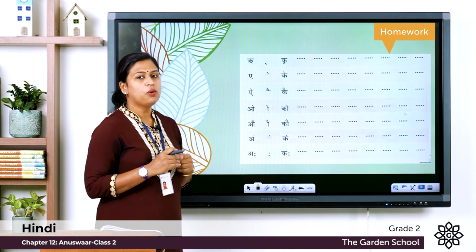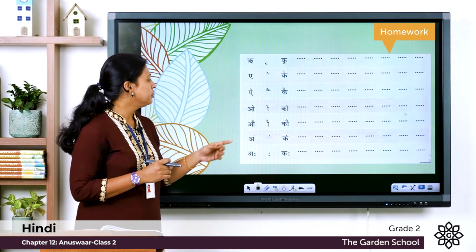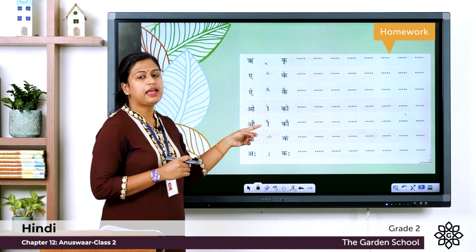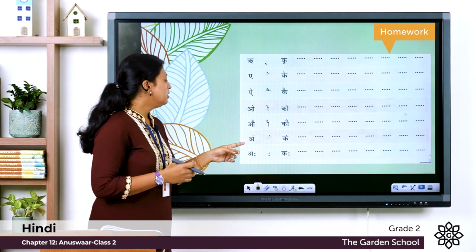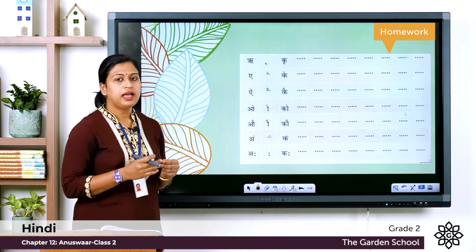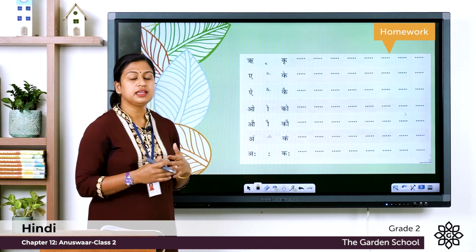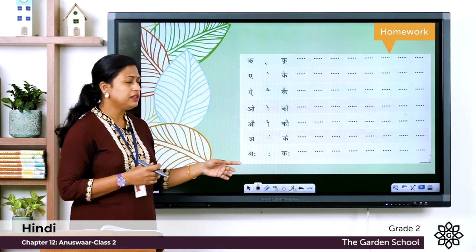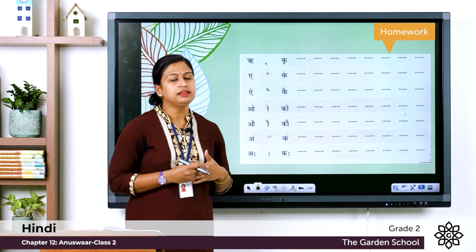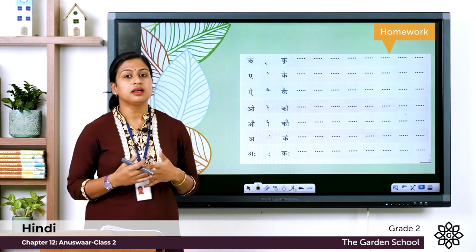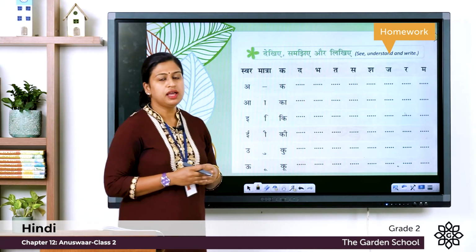Next one is O, so when we add this O with ka, we say ko. Next one is Au, and when we add this Au symbol with ka, we say kau. Next one is Ang, and this is the Anusar symbol, and when we add this with ka, we say kang. And the last one is Aha, and this is the Visarga symbol, and when we add this with ka, we say kah. So same way you have to do for the other Vyanjan letters.